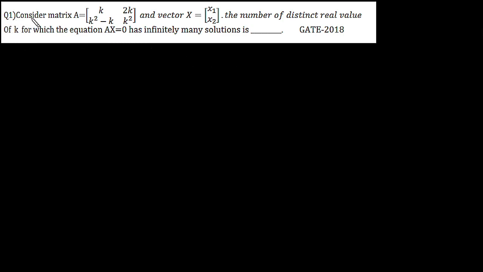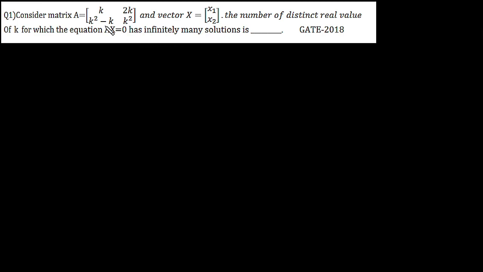Question 1 says, consider a matrix A. We are given a matrix A which is a 2 cross 2 matrix, and a vector x in the form of x1 and x2. The number of distinct real values of k for which the equation Ax equal to 0 has infinitely many solutions is. They're asking about the number of distinct values this variable k can take in such a way that this system of equations Ax equal to 0 has infinitely many solutions.